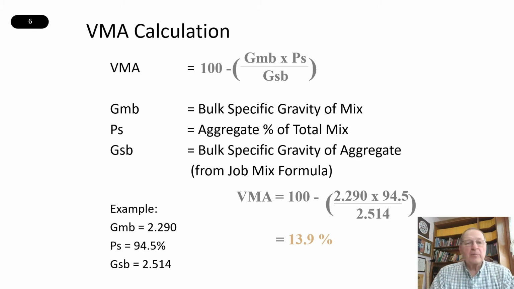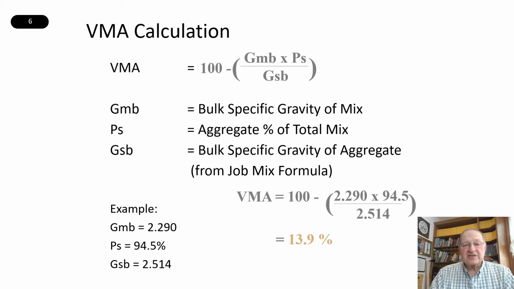The next thing we will deal with is the calculation of VMA. So VMA is 100 minus the bulk specific gravity of the compacted mix, GMB, times the percent of aggregate, or the percent of stone, PS, divided by the bulk specific gravity of the stone, which is GSB, standing for gravity of the stone bulk.